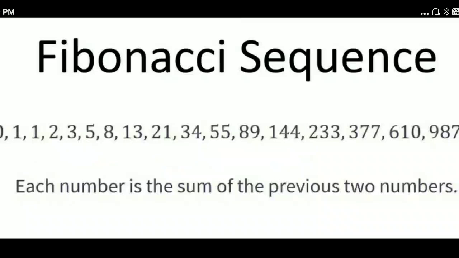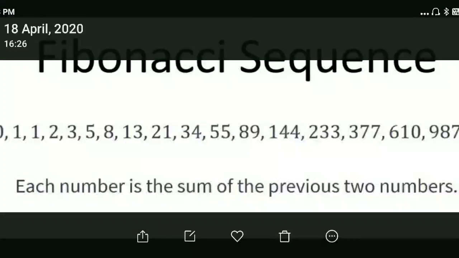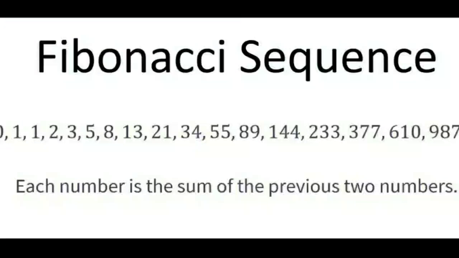Basically, we are going to assume that this series will start from 0 and 1. That is, the first two terms are going to be 0 and 1, and then every term will be the sum of previous two terms. Like the third term will be the sum of 0 and 1, which is 1. That is the sum of first term and second term. If you talk about the fourth term, that is 2, it will be the sum of third and second term.